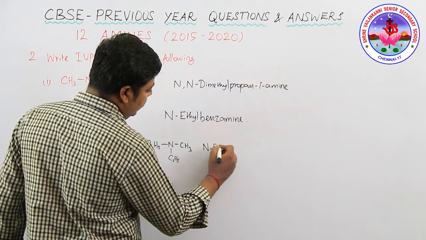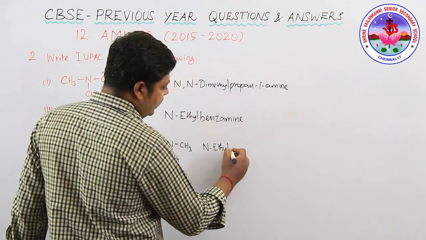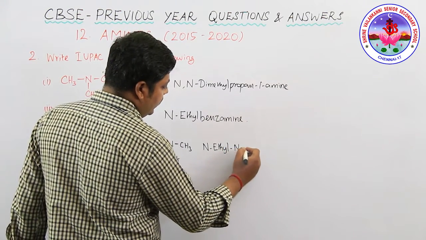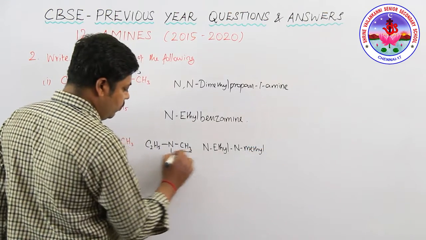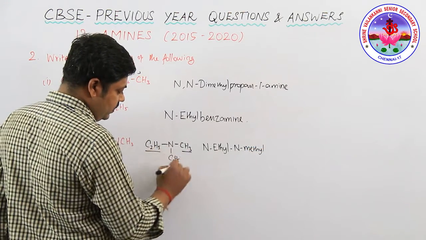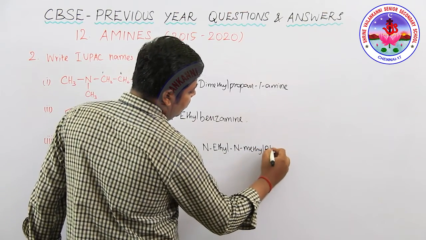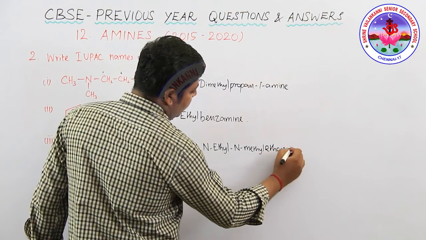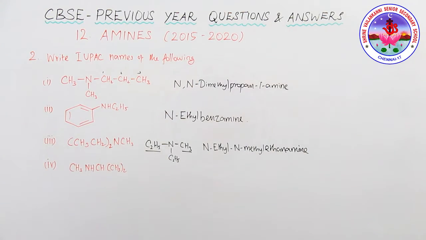N-ethyl. In alphabetical order you have to use ethyl first: N-ethyl, then N-methyl. This one is the methyl group, this one is the ethyl group, and this is ethanamine. N-ethyl, N-methyl ethanamine. Then look at this, the third one.